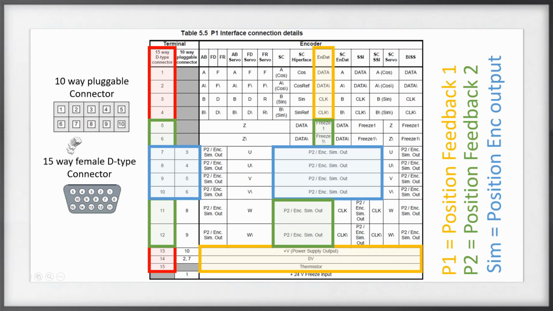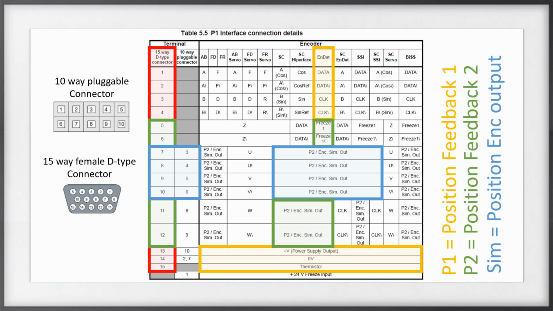Or better yet, you could use the 10-way pluggable connector because it's easier to wire, and use 3, 4, 5, and 6. Now you're going to say, wait a minute, this says P2 encoder sim out. How do I know that this was supposed to be for the simulated and not this? Well, that's a good question.